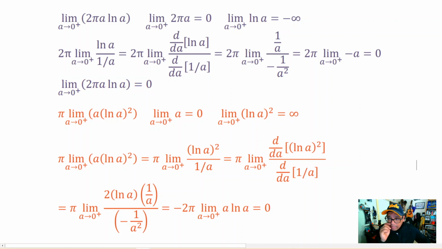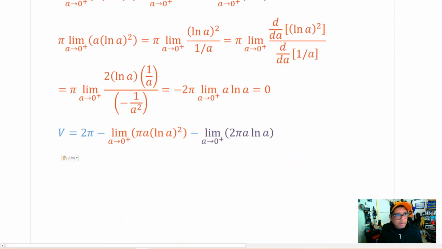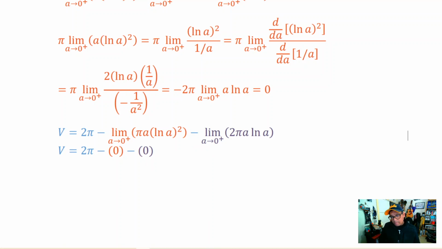Okay, so we've had 2 limit problems already in our rather difficult problem, I have to say. So let's just put everything together. Okay, this is where we left off. And we know that that red limit was 0. And we knew that the purple limit is 0. And that gives us a really nice answer. The volume of this infinite region is going to be 2 pi.